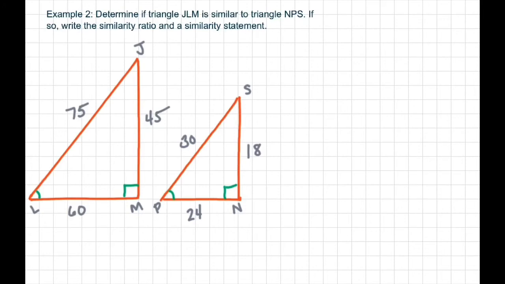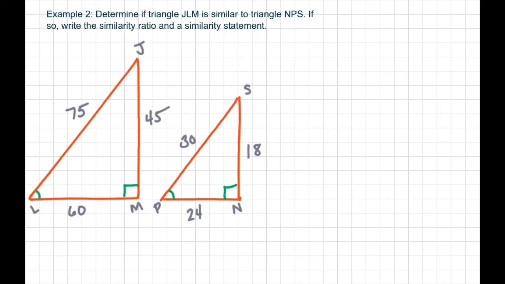Example 2. Determine if triangle JLM is similar to triangle NPS. If so, write the similarity ratio and a similarity statement. So when I look down at the bottom, first I have to determine if the angles are congruent to each other in both triangles. So I look at the larger triangle, JLM. L corresponds to P, and they're the same measure. Angle M corresponds to angle N, and they're the same measure. And then J corresponds to S, because these two are the same, and these will be the same as well. So that part of the similarity check works.